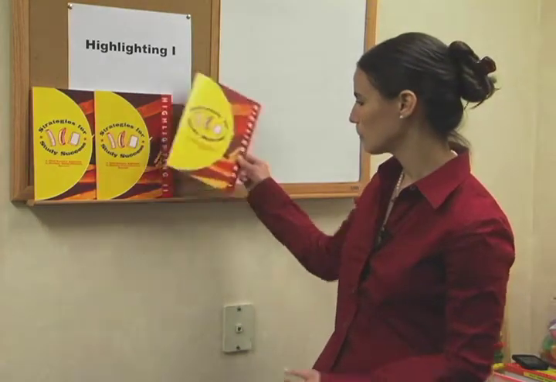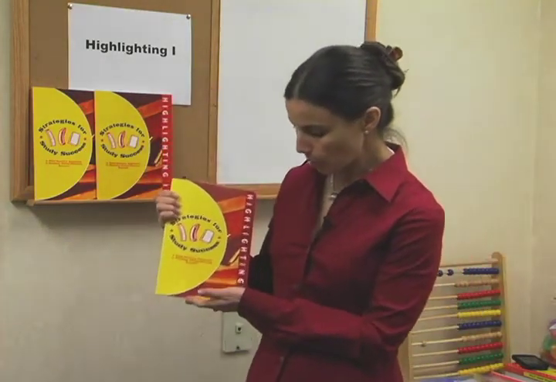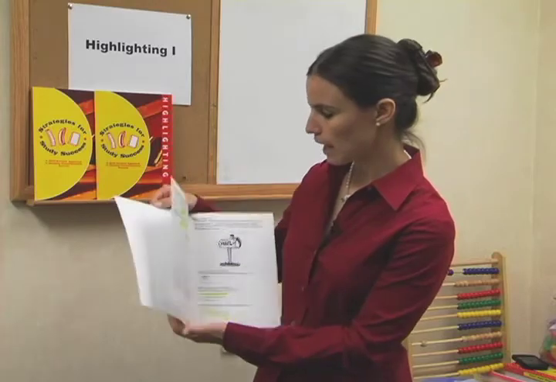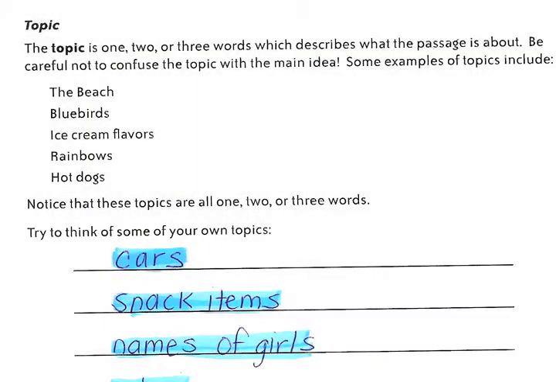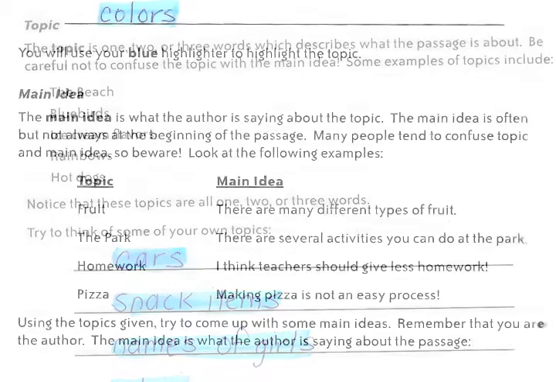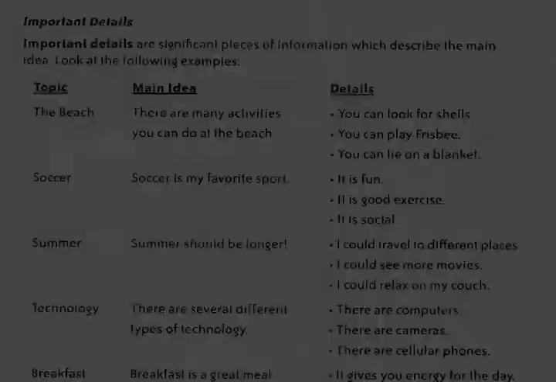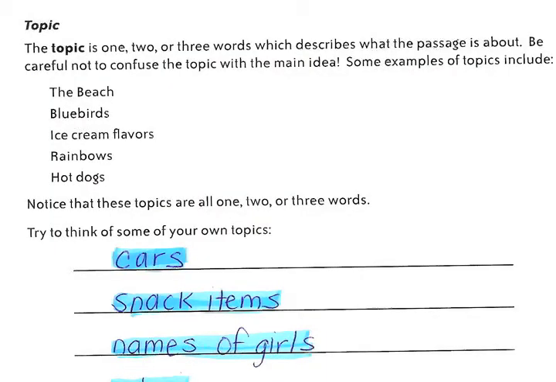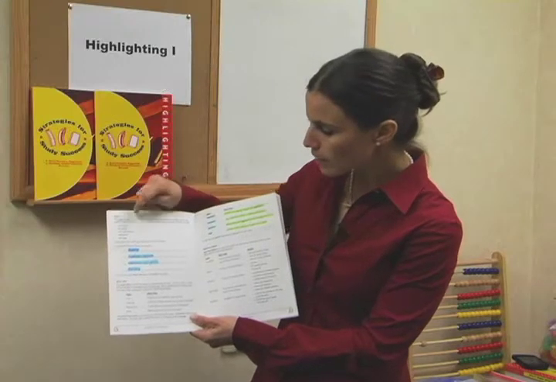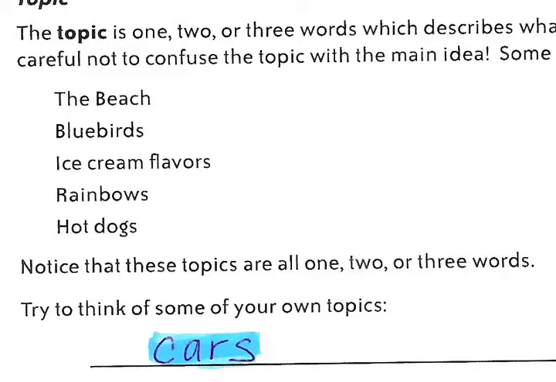Let's take a look inside the book. When we open up to the first part of Highlighting 1, we notice here on page 2 that we start by introducing the concepts of topic, main idea, and important details. Again, as I mentioned earlier, we teach that the topic is 1, 2, or 3 words which describes what the passage is about. For example, the beach, bluebirds, or ice cream flavors are all samples of topics.